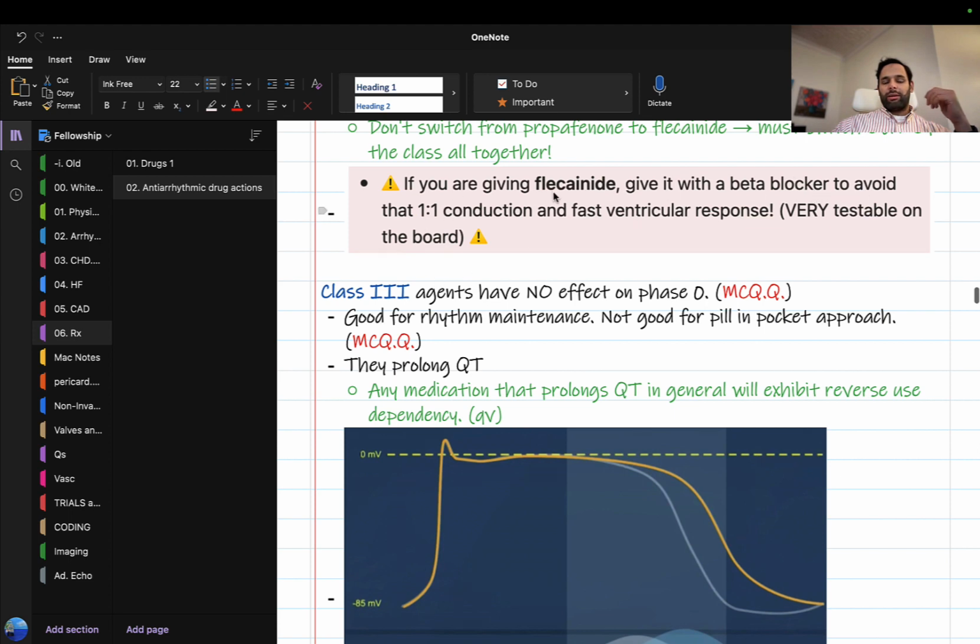Remember the pill-in-the-pocket approach that we discussed with propafenone should also be called the two-pill-in-the-pocket approach. You ask the patient to take the beta blocker and the flecainide. The beta blocker prevents conduction to the ventricles by slowing the AV node, and then the flecainide slows the fast atrial activity that is use dependent.